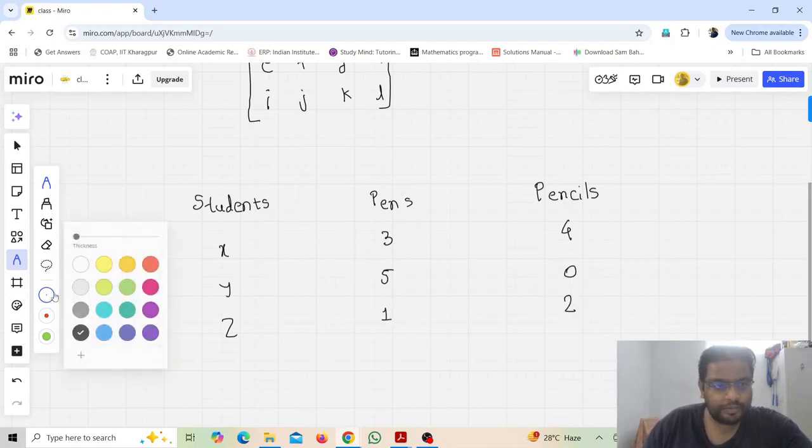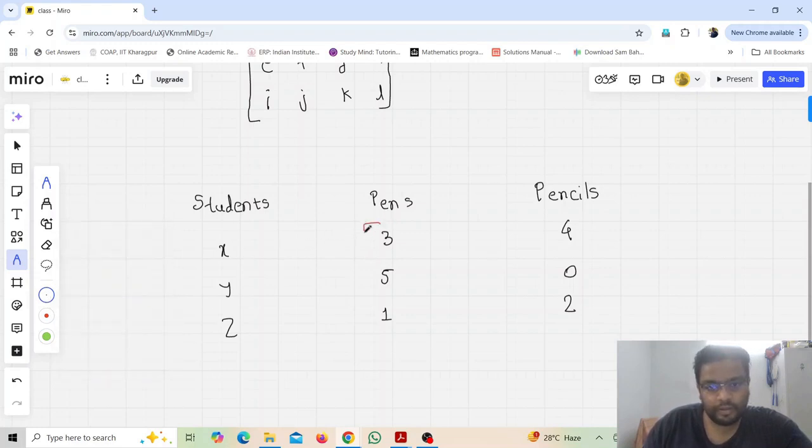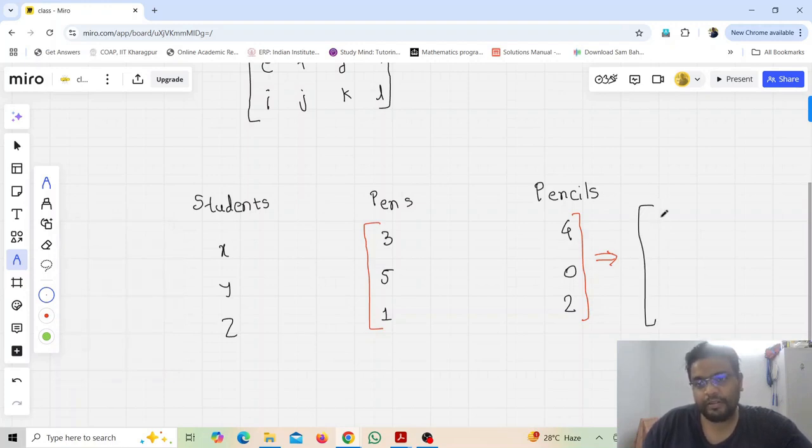Now if you see here, do you see a similar form to that of a matrix? So if I rewrite this in a simple way, I'll get what? 3, 4, 5, 0, 1, 2. Right? So this is nothing but a matrix. And so we can see there are multiple rows and multiple columns. Now in this particular scenario, the rows represent the student and the columns represent the number of pens and number of pencils.